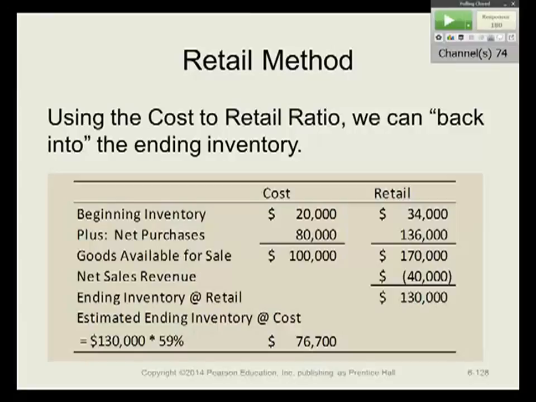When you subtract out sales at retail, what is sales at retail? Sales at retail are really cost of goods sold at selling prices. So let me say that again. When you subtract out sales from your goods available at selling prices, you have to think about your sales as cost of goods sold at selling prices. So now I have an ending inventory at retail. If I multiply that by the cost to retail ratio, I estimate ending inventory at cost. So it's the same idea. You get a cost percentage against a retail price.